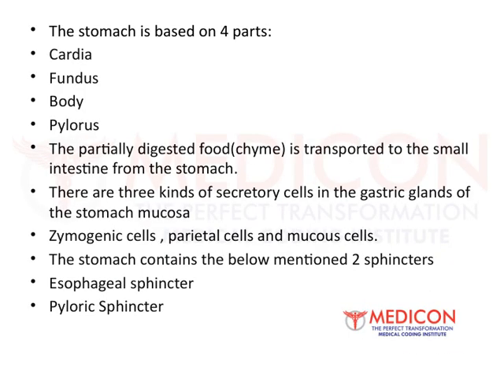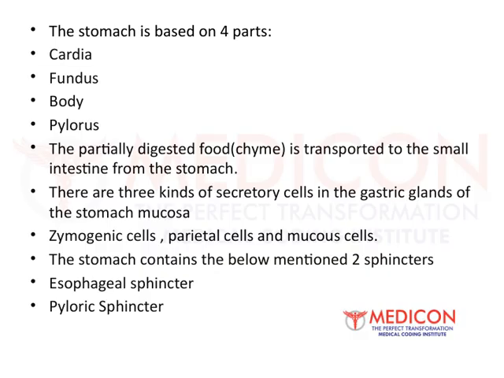Let's take a closer look at the structure of the stomach. It's divided into 4 main parts: the cardia, fundus, body, and pylorus. Each part has a specific role in digestion. The stomach's primary function is to break down food, turning it into a semi-liquid mixture called chyme, which then moves into the small intestine for further digestion and absorption.